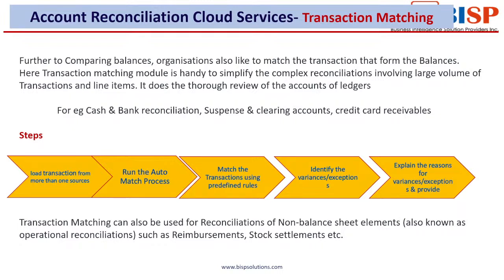For those, we provide the reasons why a variance or exception occurred. In addition, transaction matching can also be used for non-balance sheet items. Basically, reconciliation is performed mostly for balance sheet items, that is, bank reconciliation, AP and AR, and intercompany. But in addition to that, it can handle other non-balance sheet elements also, such as reimbursements or stock settlements. Maybe employees have a reimbursement every month, so that data can also be reconciled with the help of transaction matching.